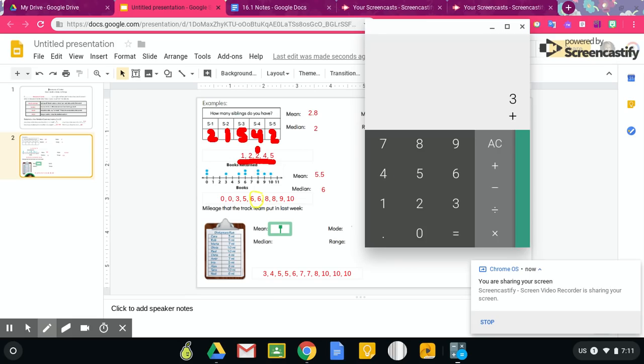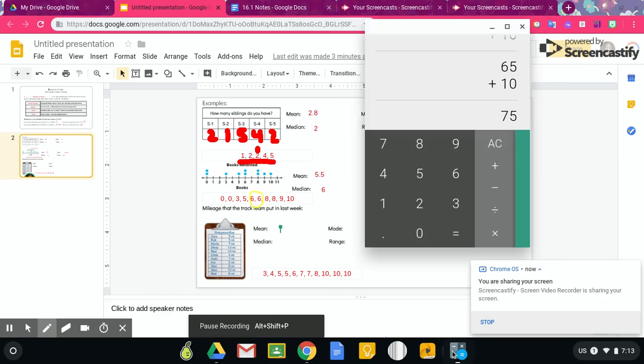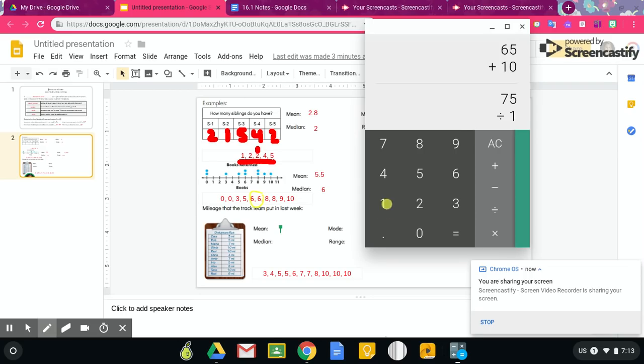3 plus 4 plus 2 fives plus 6. There's 2 sevens, 1 eight, and 3 tens. Okay, so 215 divided by 11. Let's try that again. When I was typing in the 5s, I accidentally put in 55. So it's actually 75. So I need to take 75 and divide that by 11. And then I get this repeating decimal. So we're just going to say 6.81.